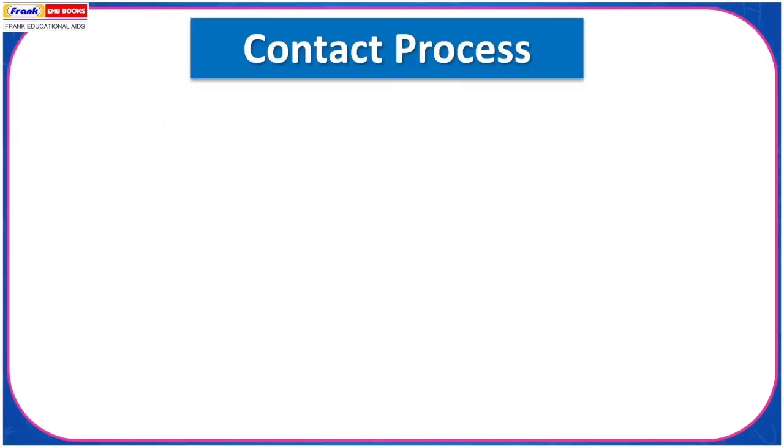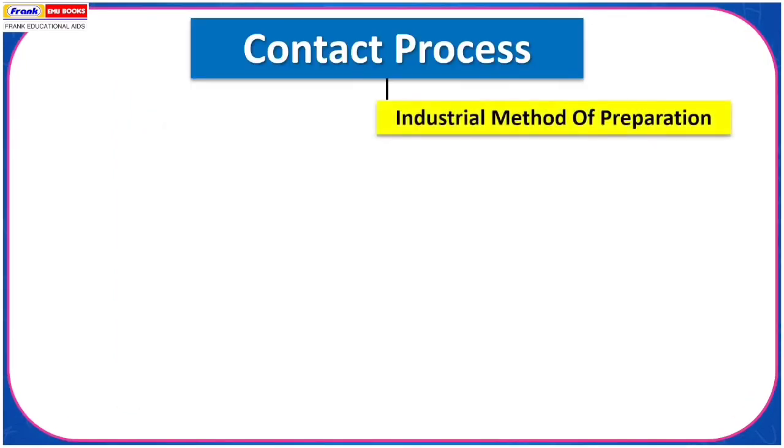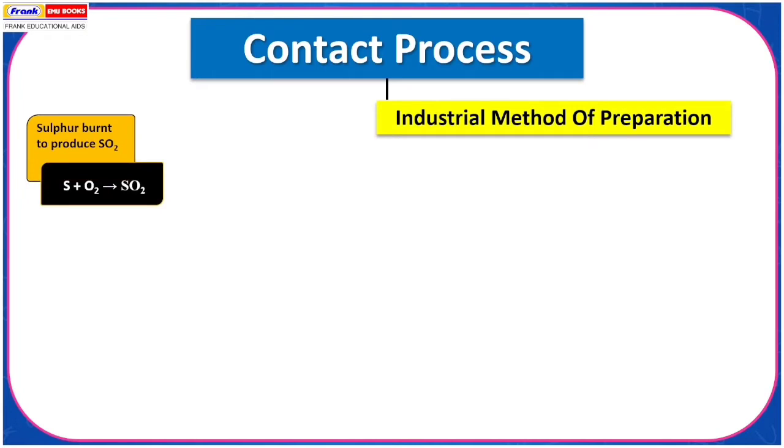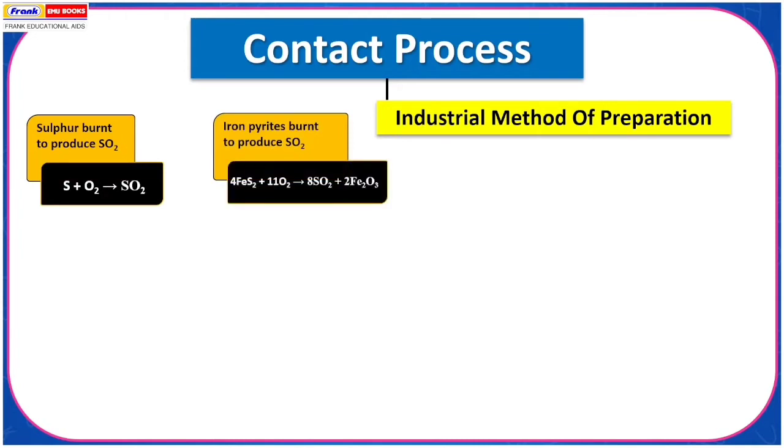Contact process, industrial method of preparation. Sulfur burned to produce SO2. S plus O2 produces SO2. Iron pyrites burn to produce SO2. FeS2 reacts with oxygen producing SO2 and Fe2O3.